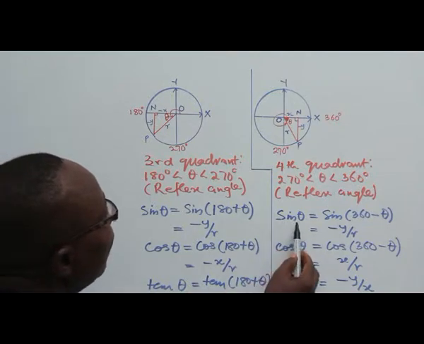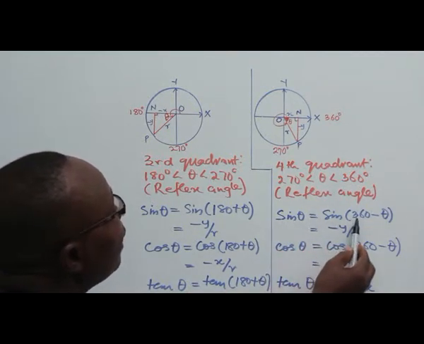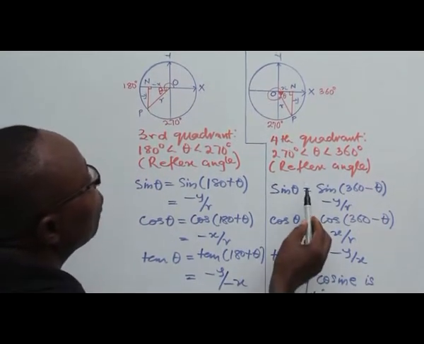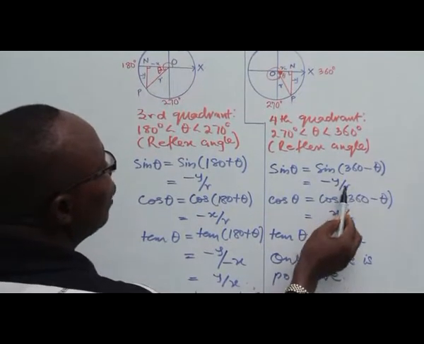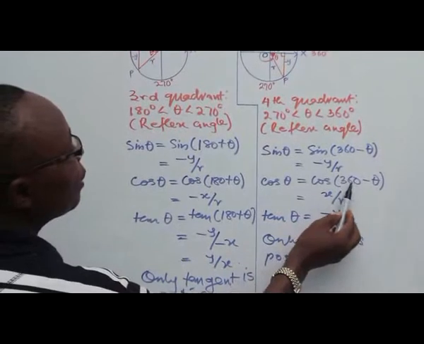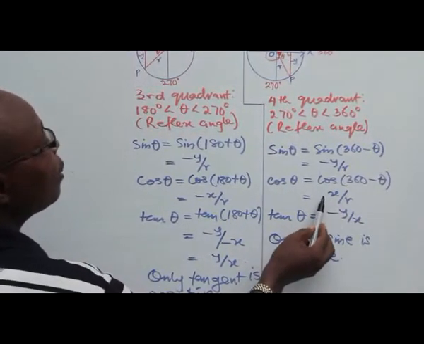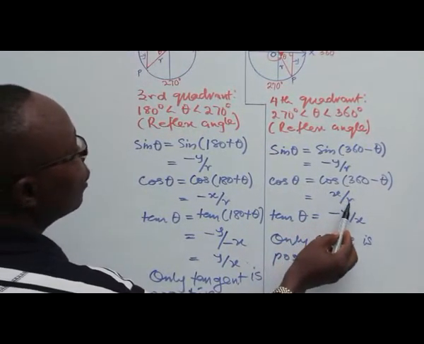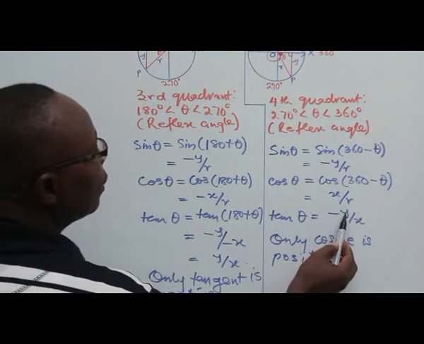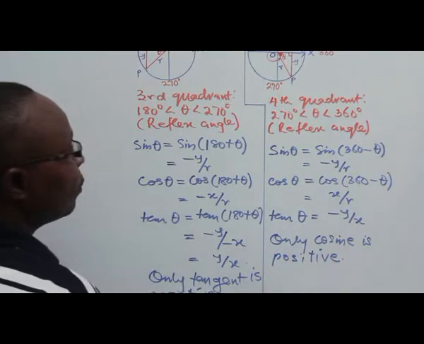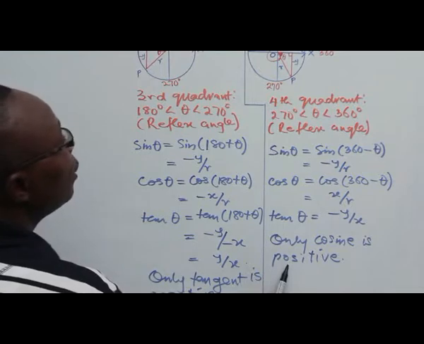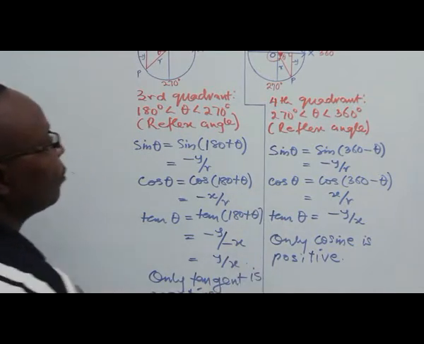Our sin theta here is equal to sin of 360 degrees minus theta. And then, if you look at that, that gives you minus y all over r. Similarly, cos theta is cos of 360 degrees minus theta, and that gives you x all over r. And then tan theta is minus y all over x. So you discover that only cosine is positive in the fourth quadrant.